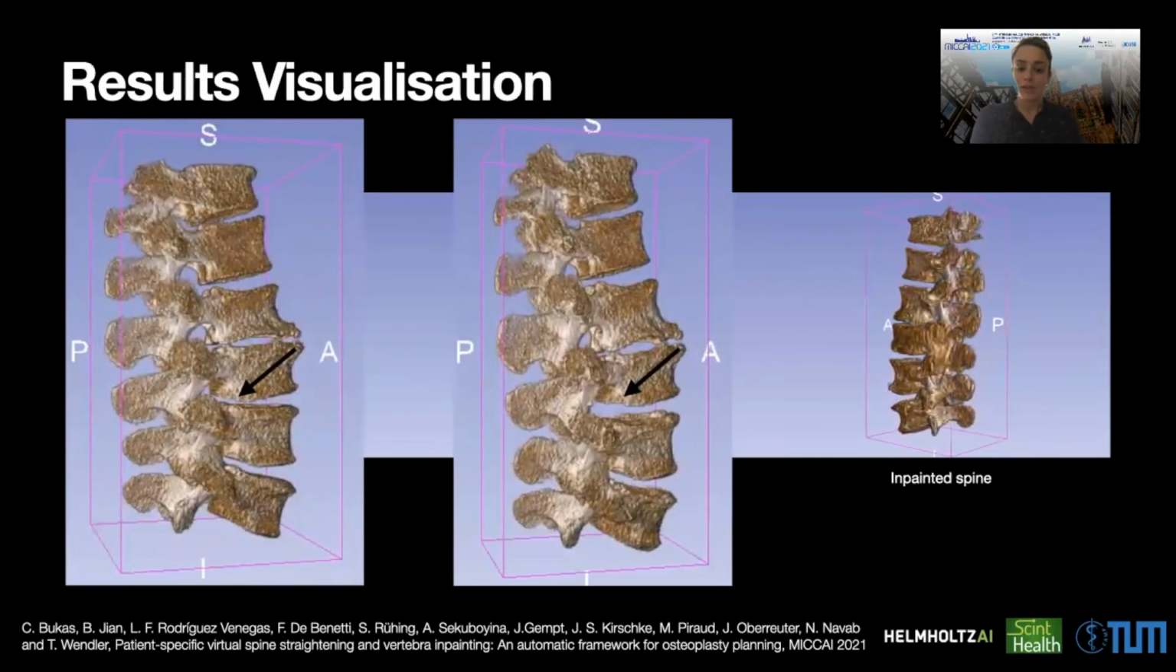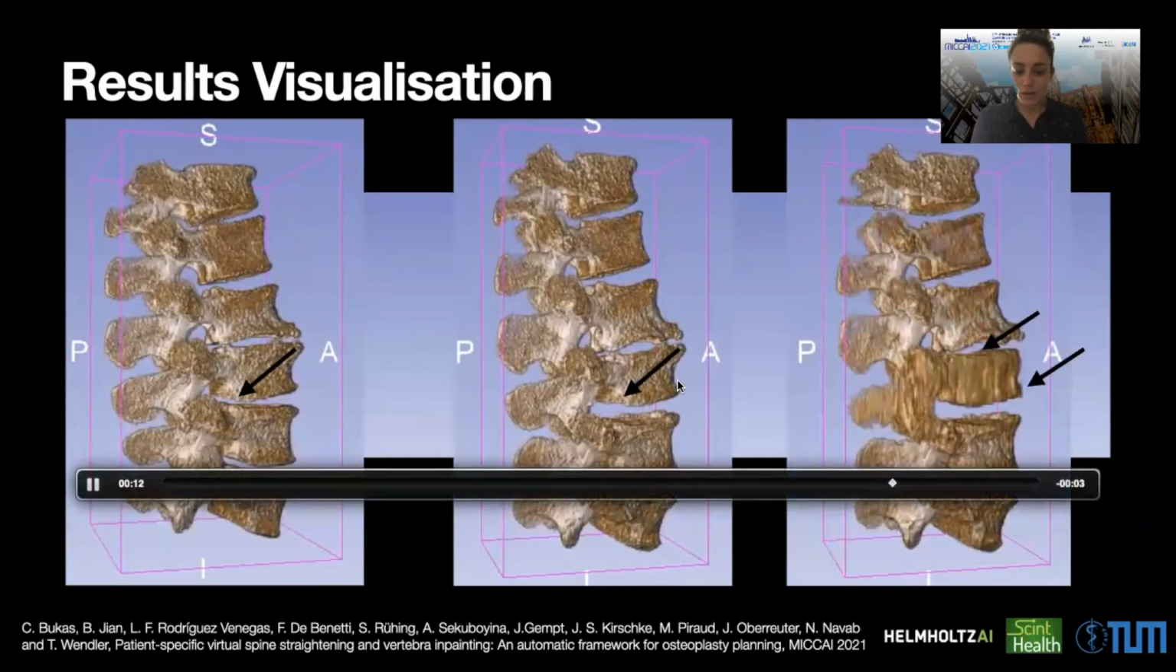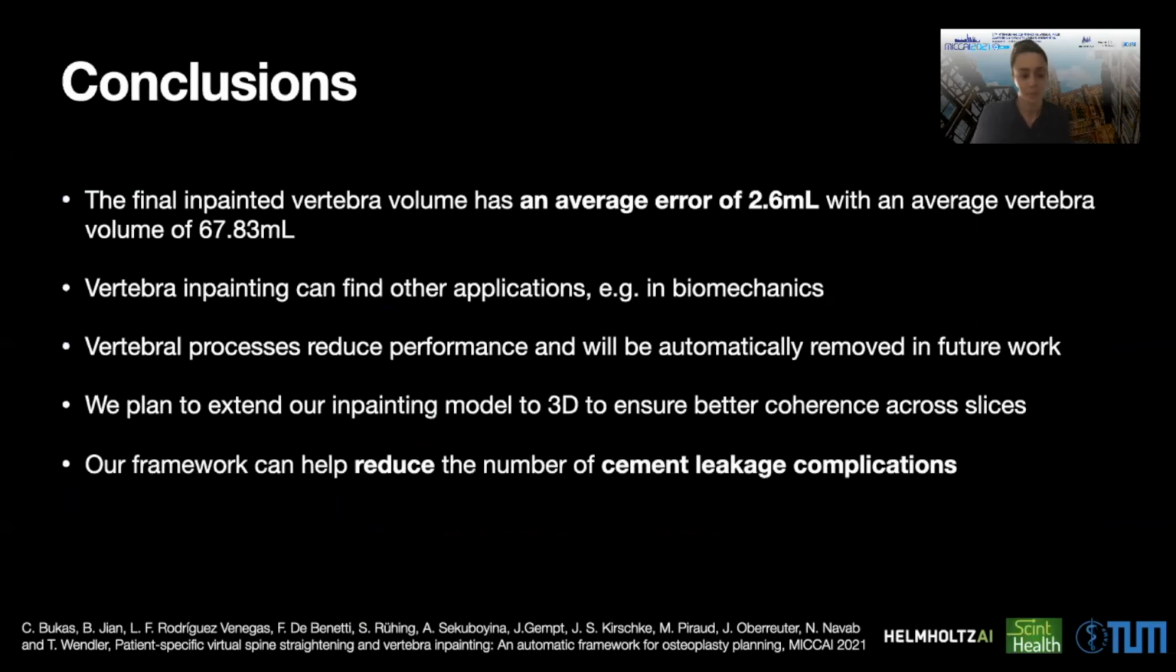And after removing this and performing inpainting, you see how the fractured vertebra, which is a biconcave fracture in this case, and is somehow compressed at the top here and the corner of the vertebra, has been replaced by a healthy looking vertebra. To conclude, our final inpainted vertebra volume has an average error of 2.6 milliliters, while the average vertebra volume is 67.83 milliliters.